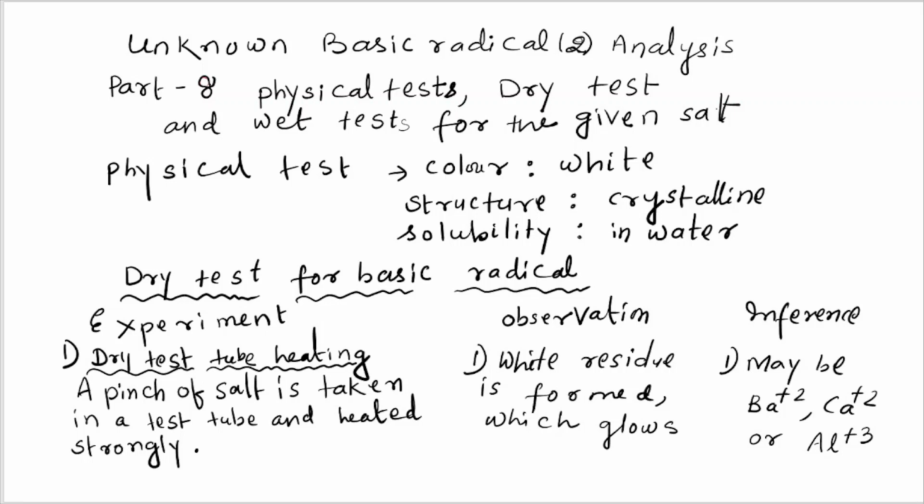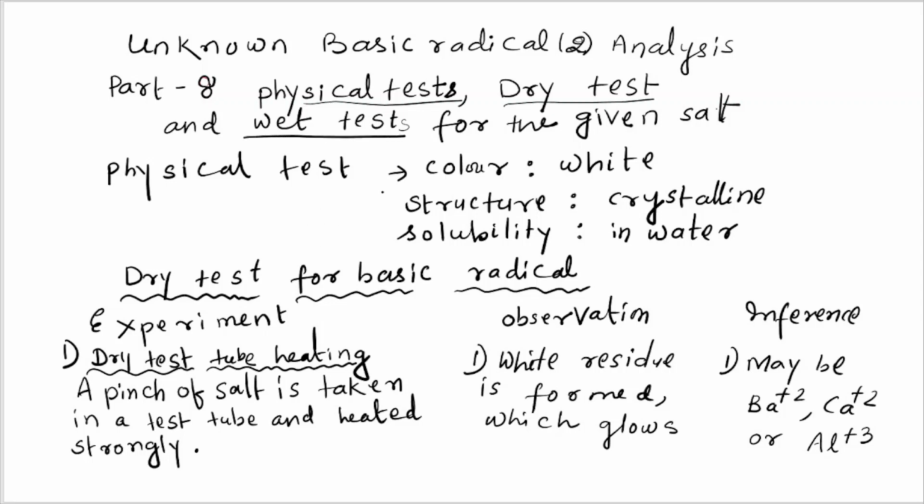Now this is part 8, where we will proceed to unknown basic radical 2. Lastly you will see what the result is. Before proceeding to the dry test and wet test, first you will see the physical test, then you will proceed to the dry test, and after that you will proceed to the wet test.